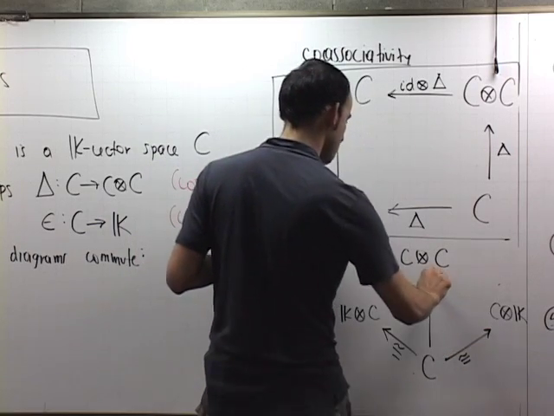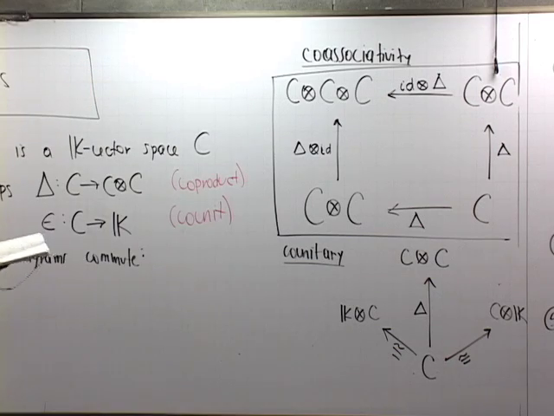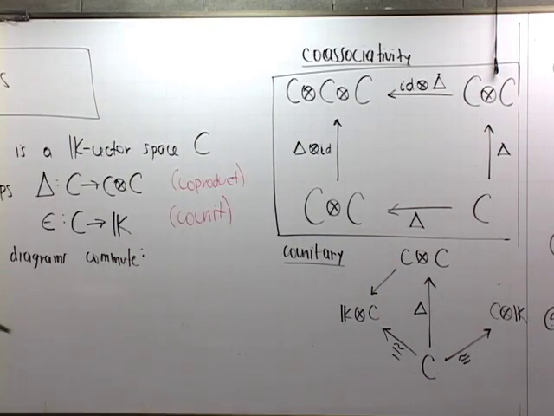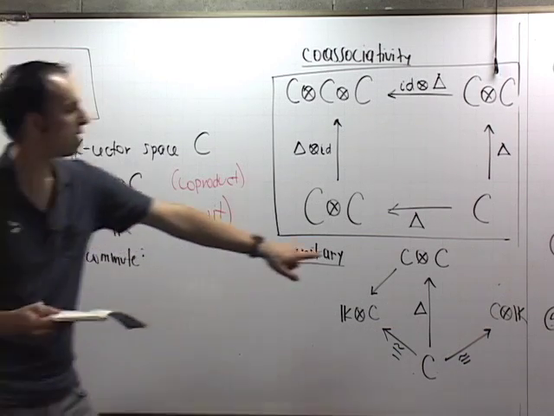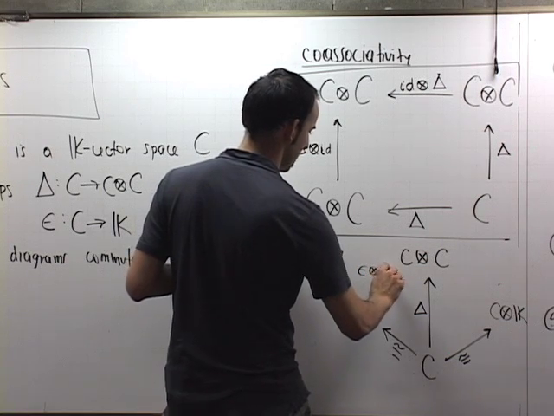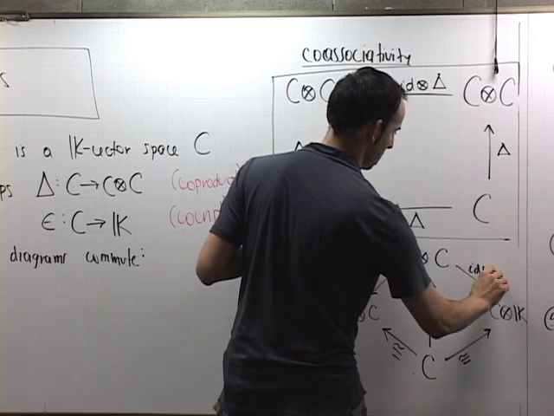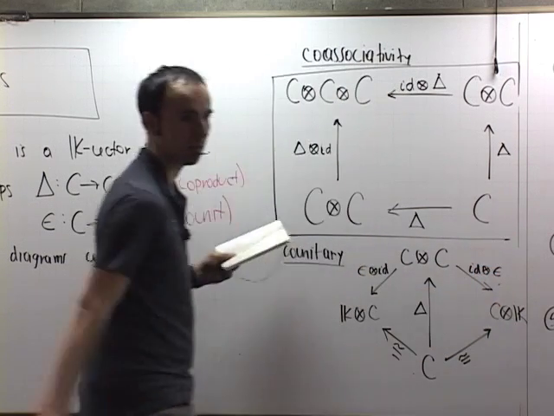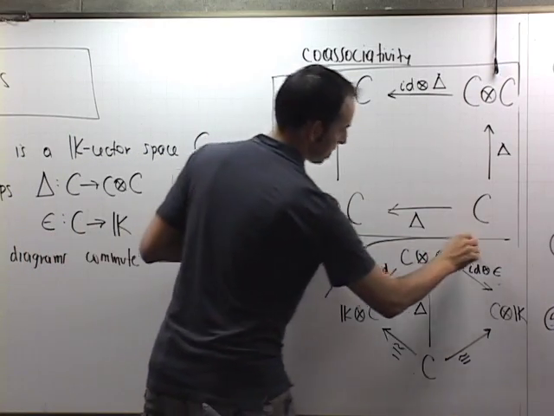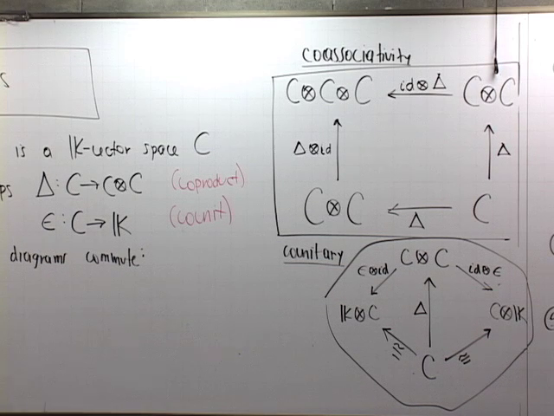From here to here, I apply delta, coproduct. Okay? What should I do from here to here? The most natural thing is, since I have a map that goes from C to K, I'm going to apply it in the first coordinate and leave the second coordinate alone. And here, I'm going to do the opposite. Leave the first coordinate alone and apply the co-unit. Okay. And this is our other property.